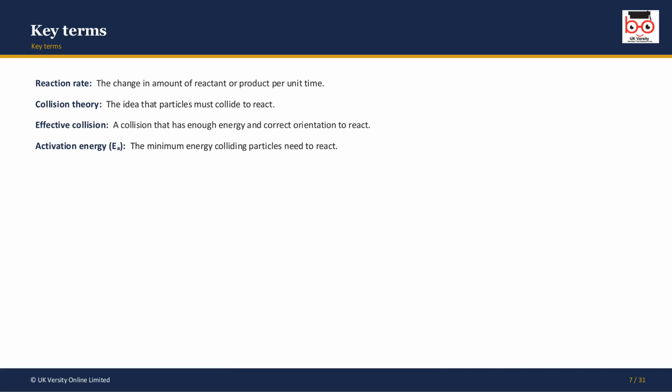A few terms to lock in. The reaction rate is the change in amount of reactant or product per unit time. Collision theory is the idea that particles have to collide before they can react. An effective collision is one that actually leads to a reaction because it has enough energy and the correct orientation. And the activation energy, EA, is the minimum energy those colliding particles need for the reaction to happen.